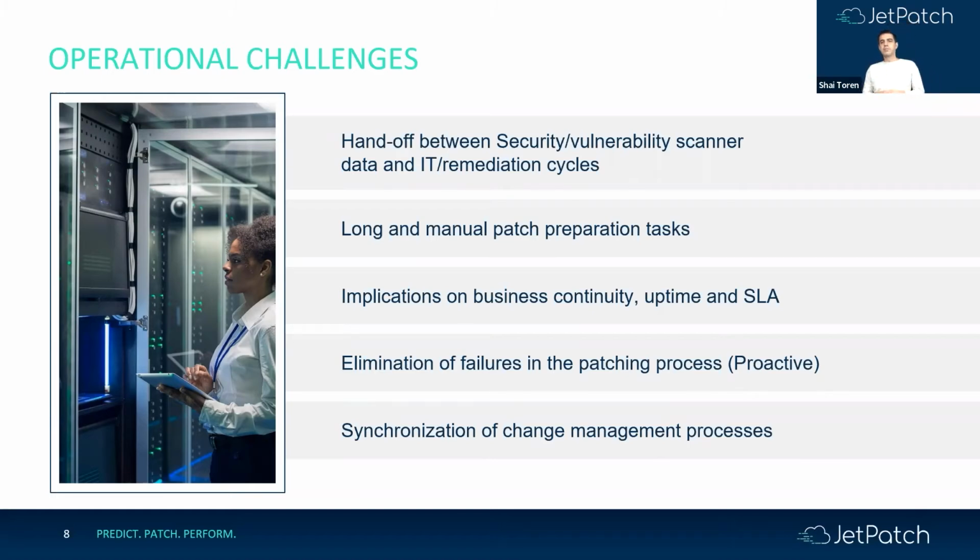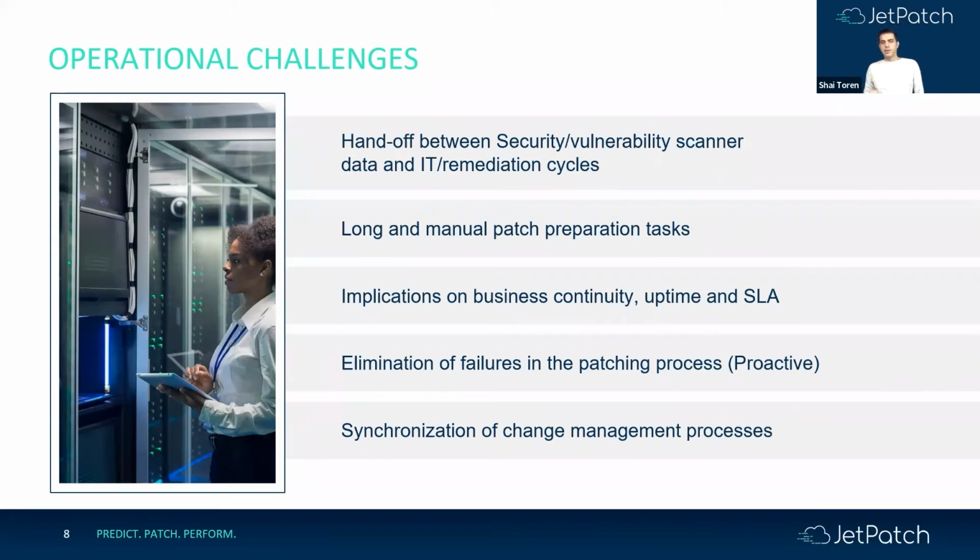The third area is the implication on the business continuity, the uptime and the SLA. Operational enterprises have goals. They need to meet a certain SLA. They need to meet a certain uptime goal. Because of that, there are tasks and changes that are being avoided. I don't have on the top of my head the exact number of cycles or patches that have been avoided because of the fear of the implication on the business. But this is a definite area of concern.